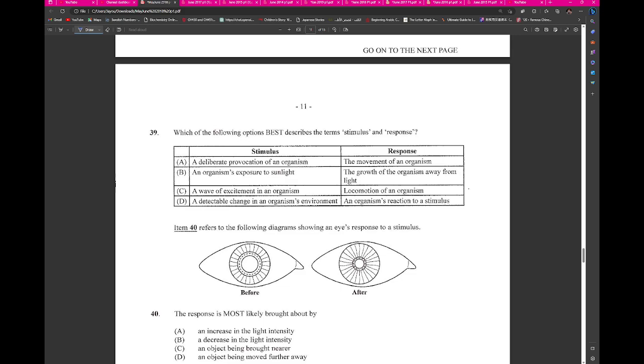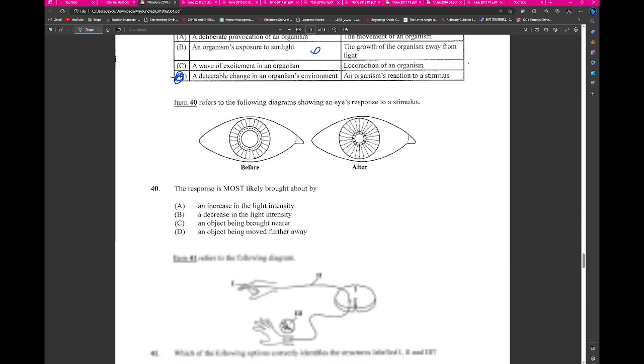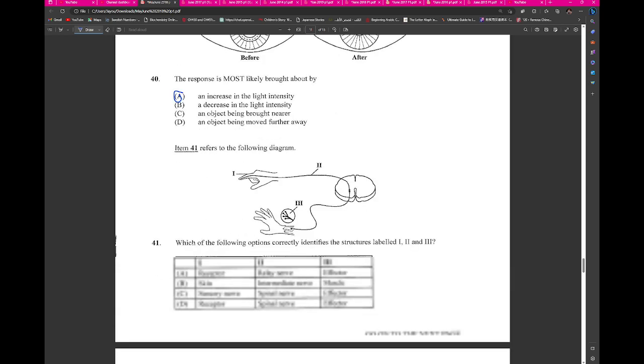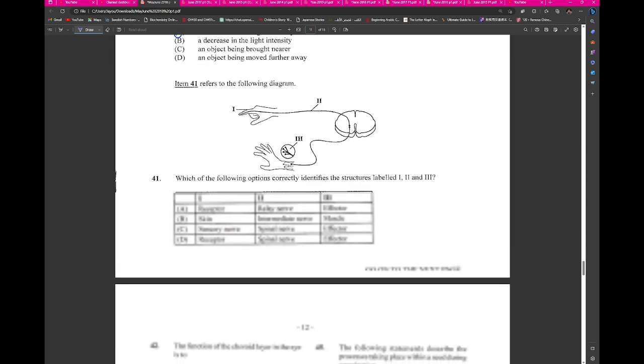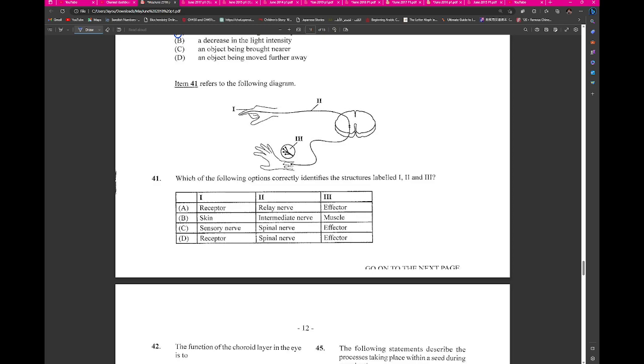Alright, which of the following options best describes the term stimulus? Stimulus and response, right? Deliberate provocation, exposure, no. Detectable change in the environment, okay. This is most likely due to the increase in light intensity. Which of the following options correctly identify the structures? 1 would be a receptor, so that is true. 2 would be a relay nerve.